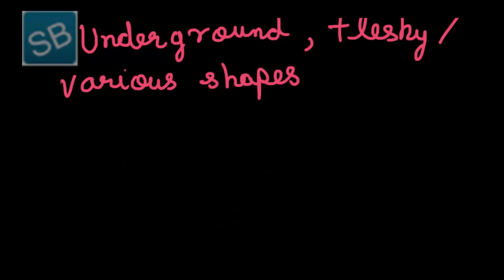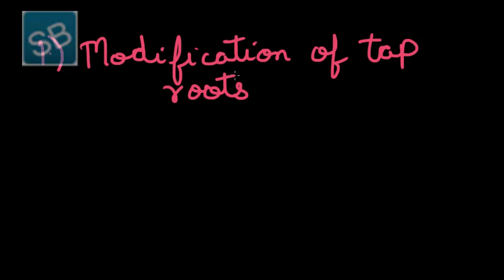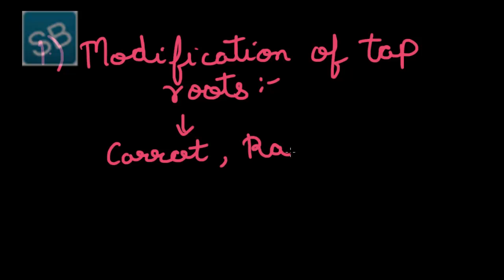Now let us understand the modification of types of root system in order to understand the function. First is modification of taproots. Various plants exhibiting taproots like carrot, radish, and beet exhibit such a function of storage of food.